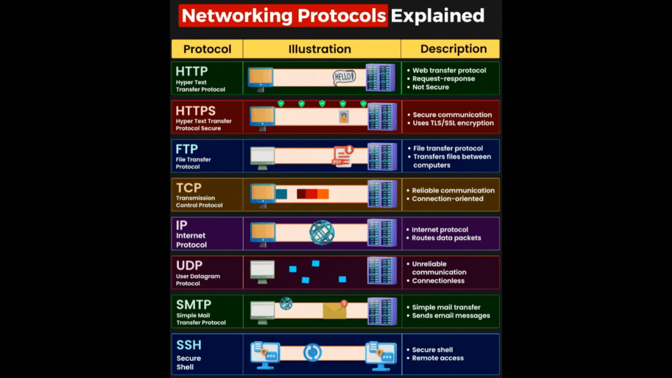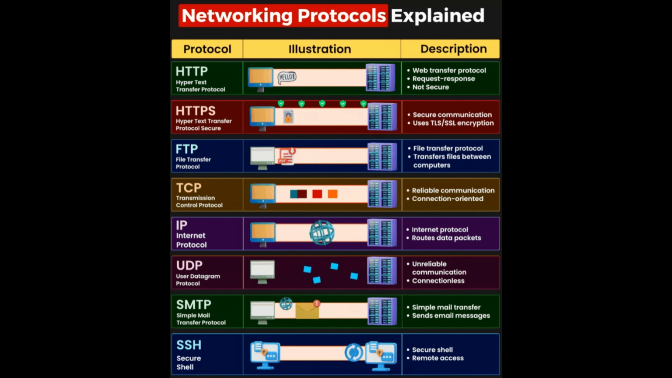Use cases: UDP is often used in applications where speed is more important than reliability, such as live video streaming, online gaming, or VoIP, voice over IP. Speed: because it doesn't establish a connection or guarantee delivery, UDP has lower overhead than TCP, making it faster in scenarios where quick transmission is essential.